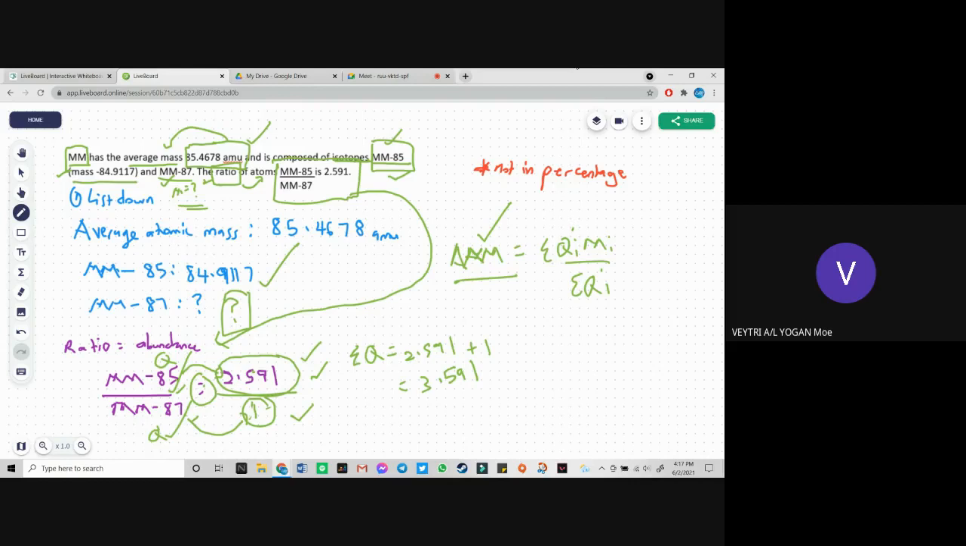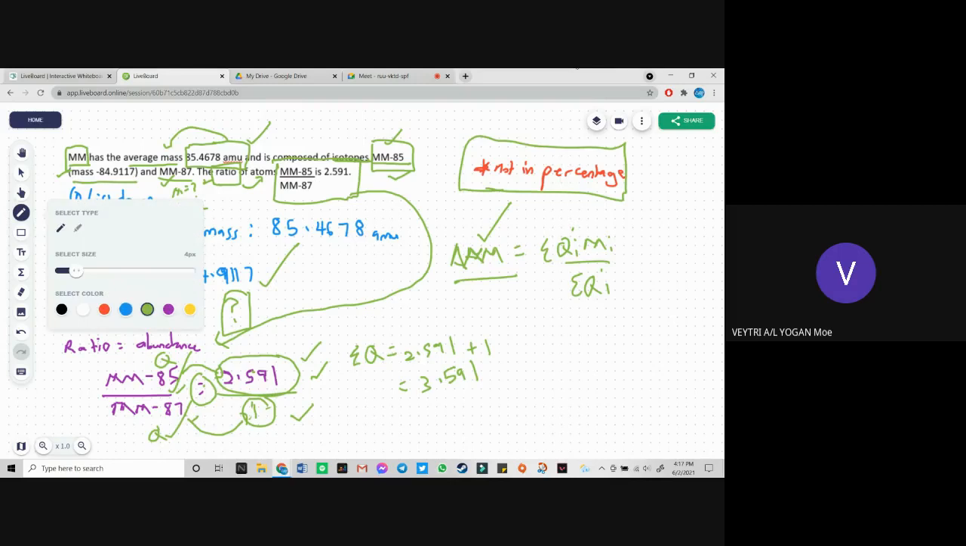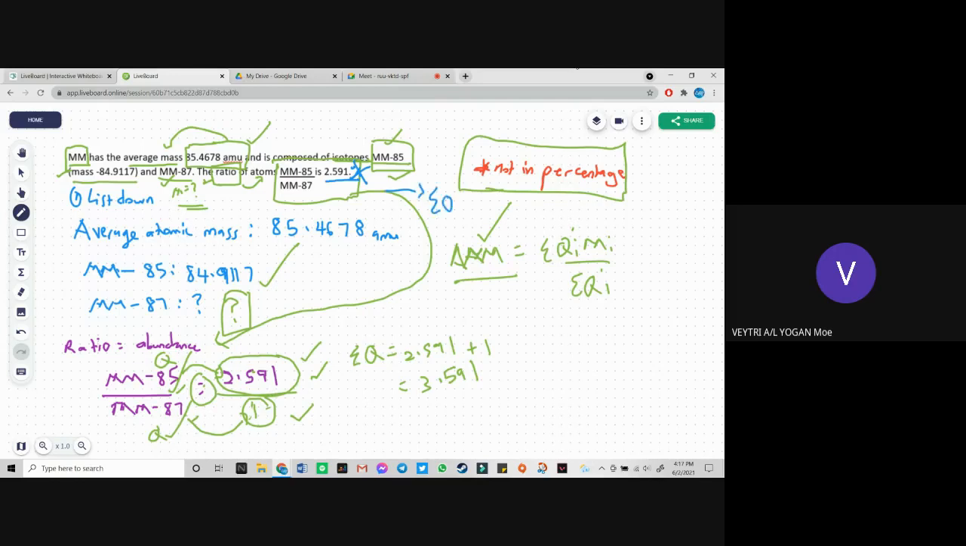Alright, an important keynote over here is not in percentage. What do I mean by that? Let me choose another color. Okay, soalan dibagi MM85 over MM87 is 2.591. Ada percentage kat sini? Tiada kan? So you cannot assume that total abundance equals to 100. Cannot, sebab dia bukan percentage. So you have to find what is the total abundance atau what is the total Q. So melalui ratio, macam ni lah you cari. Okay, total abundance. This is how you find it. Alright, tak boleh assume kalau bukan percentage.